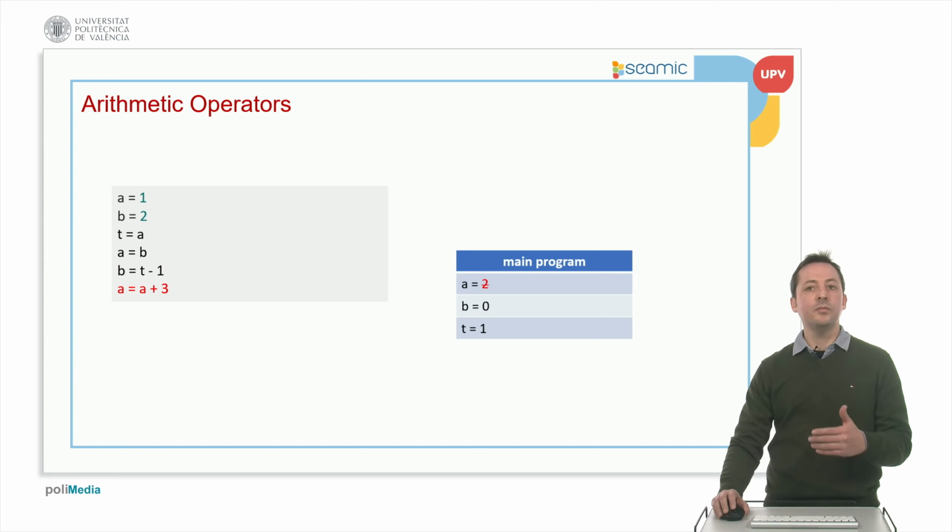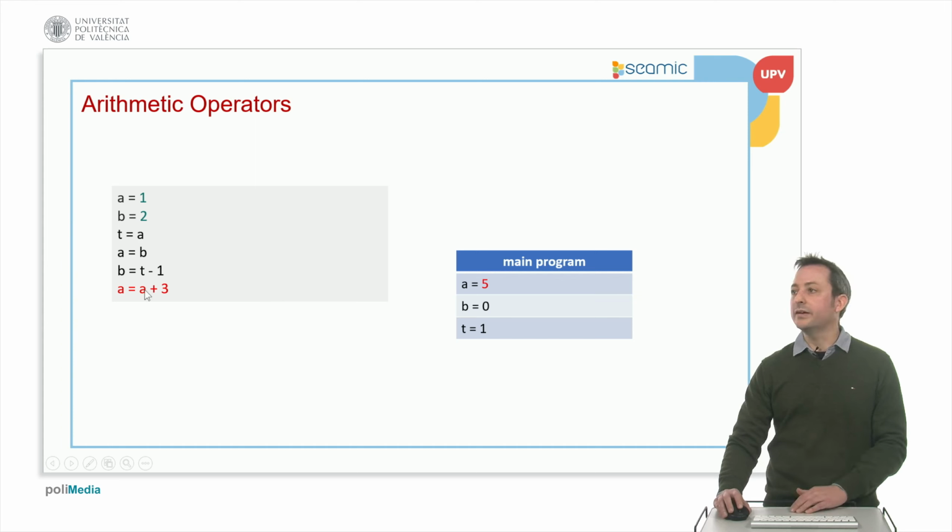And finally we perform this operation. A, the value is modified by the current value of a by adding 3. In this case we delete the 2 and add the result of performing this operation. In this case 2 plus 3 is equal to 5.